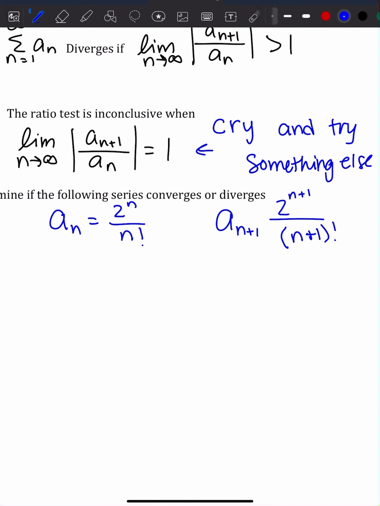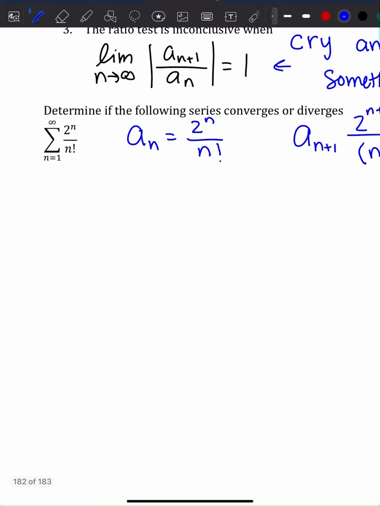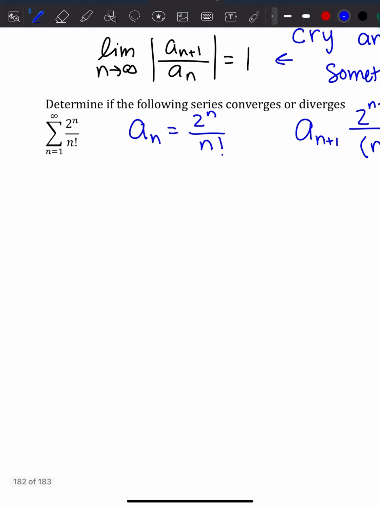Now we need to look at those two, but in a limit form. So we're going to take those two things and put it into our limit. So the limit as n approaches infinity of our two things. So we have the absolute value of.